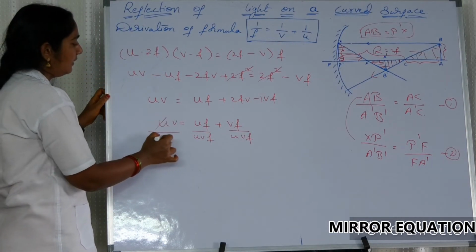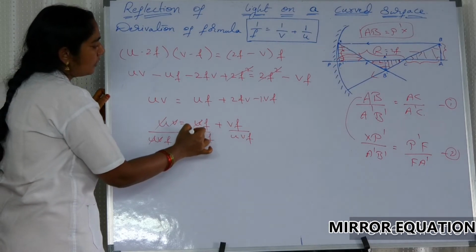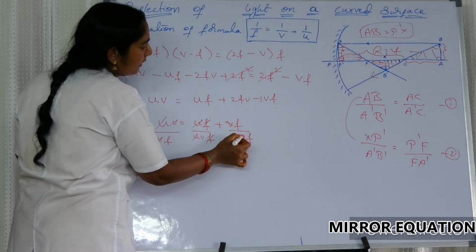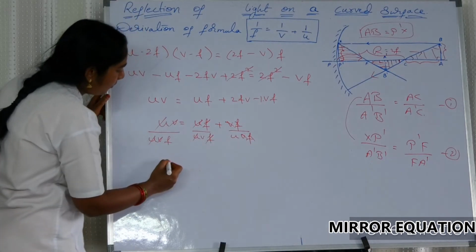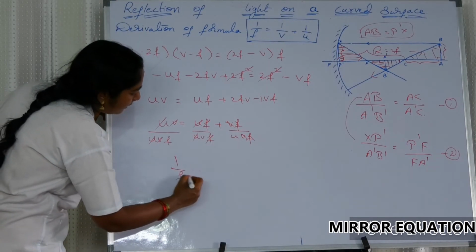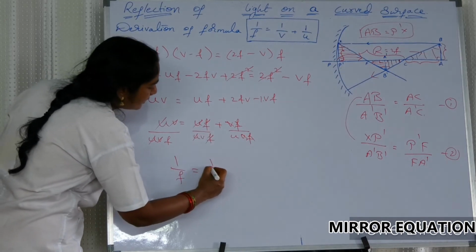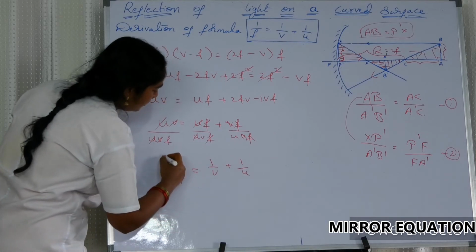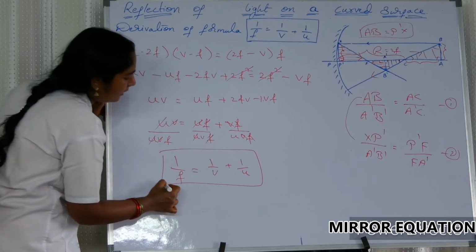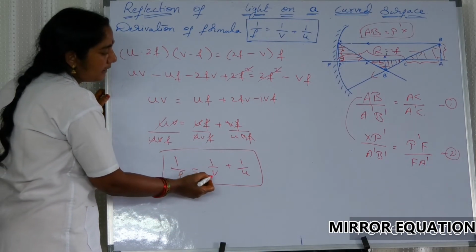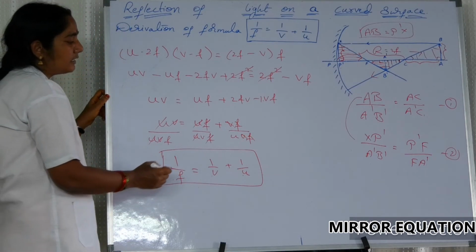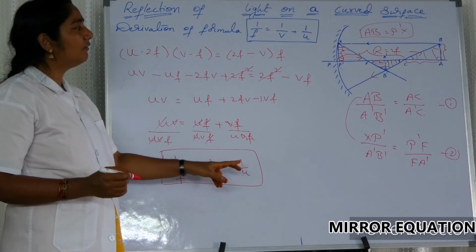Now when you cancel, here you can cancel u and f, here also you can cancel v and f. Now what is the remaining? 1 by f here, 1 by v is remaining here plus 1 by u. So we got a relation between focal length, image distance, object distance. So 1 by f is equal to 1 by v plus 1 by u.